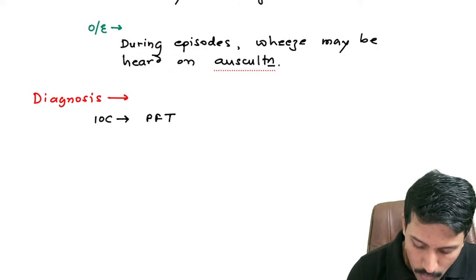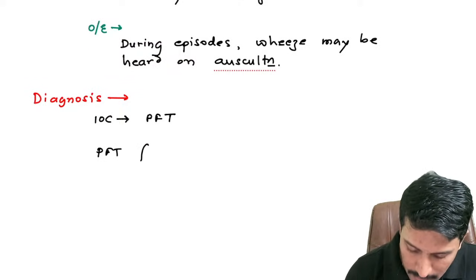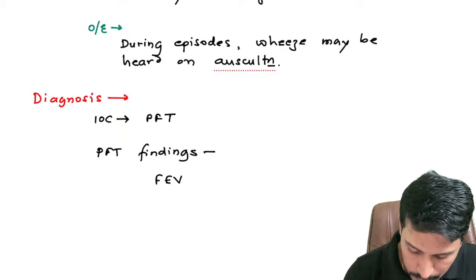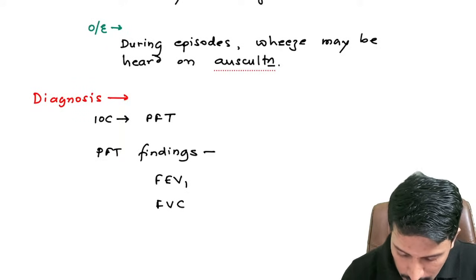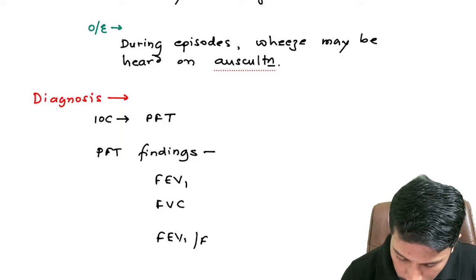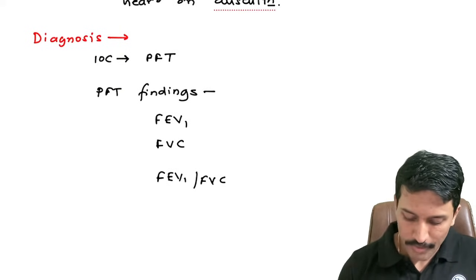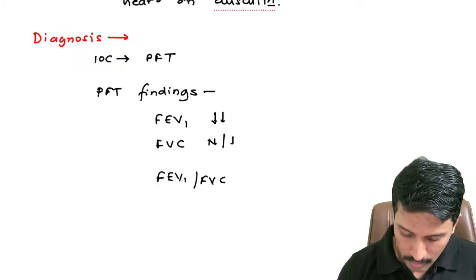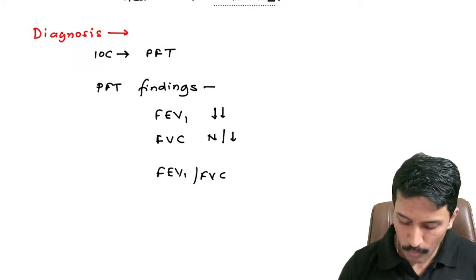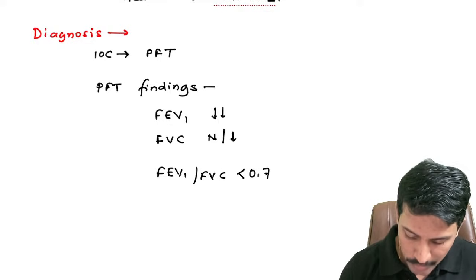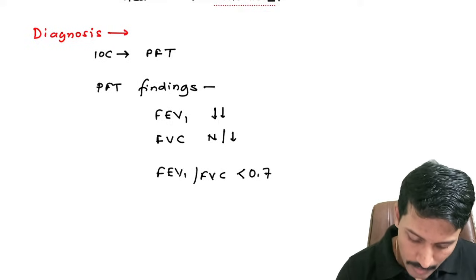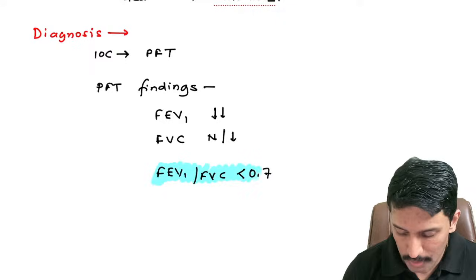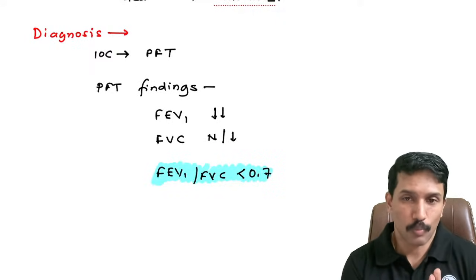And what are the findings we get on PFT? Asthma is an obstructive disorder, right? So what are we expecting? What is going to happen to FEV1, what is going to happen to FVC, and what is going to happen to the FEV1 by FVC ratio. So FEV1 is decreased significantly. FVC may be normal or slightly decreased. And when we look at the ratio, it will be less than 0.7, which is classical of obstruction. And this is the point that the examiner is interested in seeing in your answer paper. You should mention FEV1 by FVC less than 0.7.